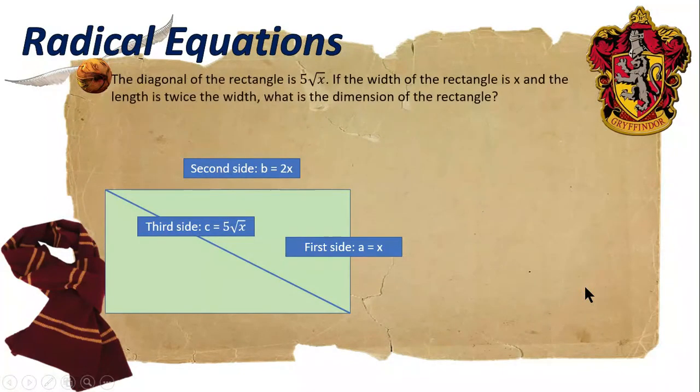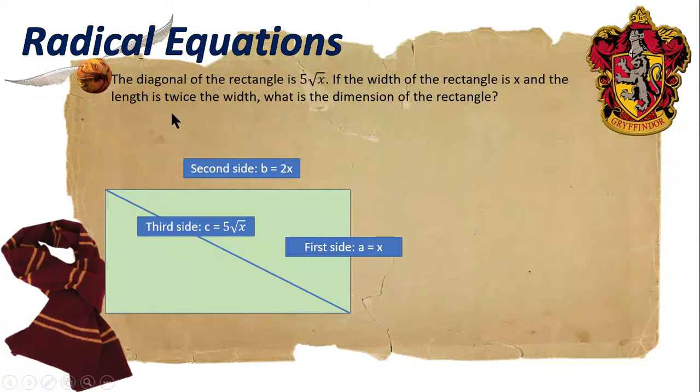Okay, the last example is a word problem. The diagonal of the rectangle is 5 square root of x. If the width of the rectangle is x and the length is twice the width, what is the dimension of the rectangle? What it says here is the diagonal is 5 square root of x, and the width of the rectangle is x, so I'll let this side be a, and a is equal to x, and the length is twice the width, so this would be multiplied by 2, that would be 2x, and I'll let this length be b.